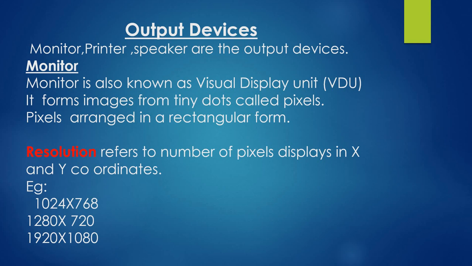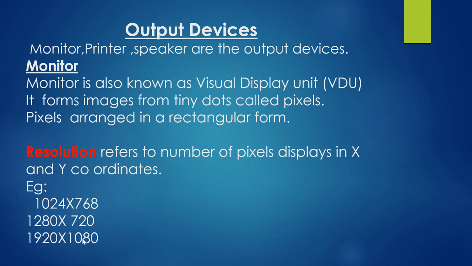Monitor is also known as visual display unit or VDU. It forms images from tiny dots called pixels, and these pixels are arranged in a rectangular form. Then what is the resolution of the monitor? Resolution of the monitor is the number of pixels in x direction and y direction, or number of pixels displayed in x coordinate and y coordinate.